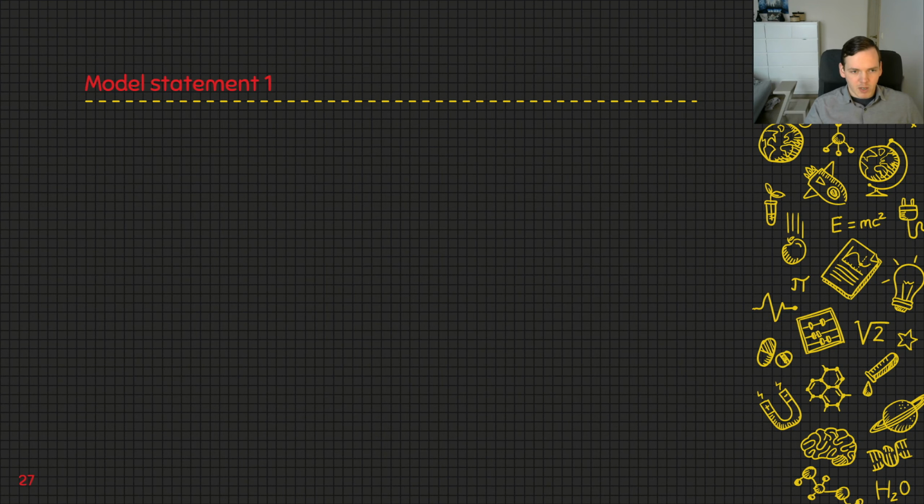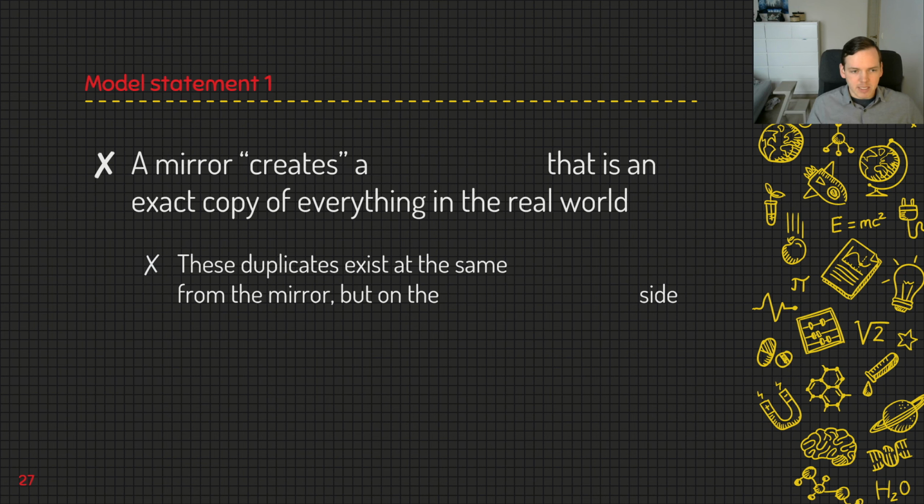So in the mirror model, our first model statement is that a mirror creates a virtual world that is an exact copy of the real world. Now, it's not actually creating it, and this is a good example of a place where a model is maybe not 100% truthful, but it's still really useful.